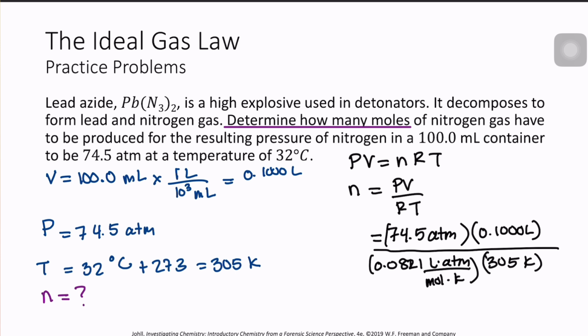All right, go ahead and plug that into your calculator. So we can do 74.5 atmospheres times 0.1 liters, and then I can divide it by R and T. All right, what do you get? I get 0.298 moles of nitrogen.